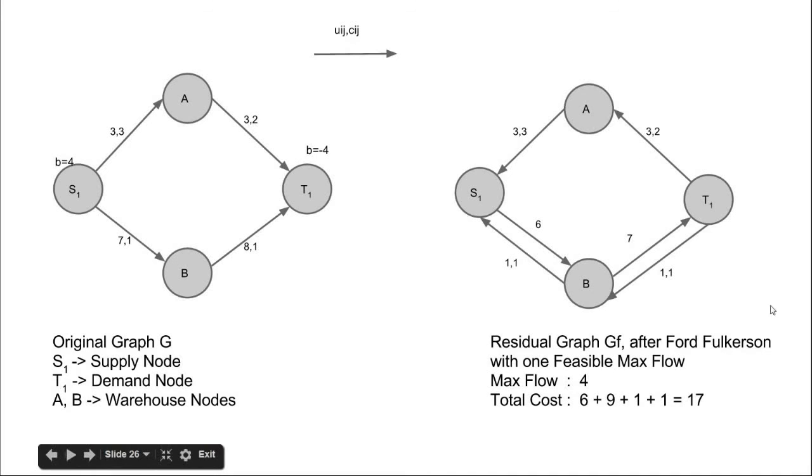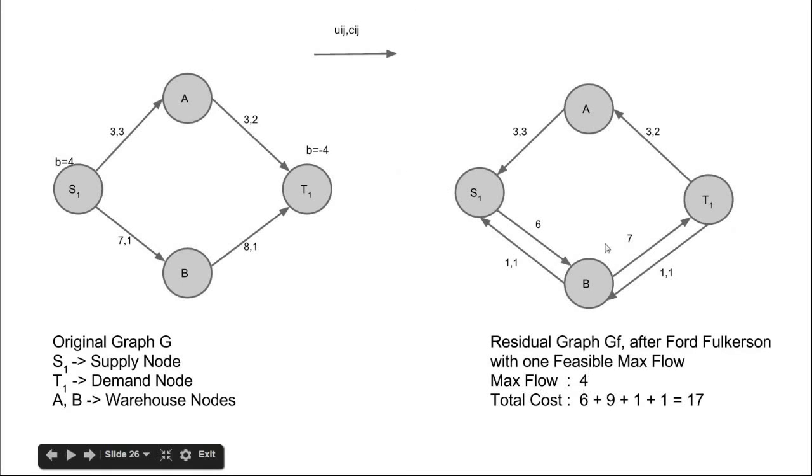Now on the right hand side is a residual graph after running the Ford-Fulkerson algorithm. This is the final residual graph, which shows the maximum flow along this network is of value 3 plus 1, 4. Now what is the total cost for this maximum flow?